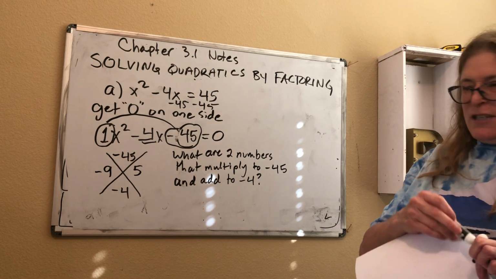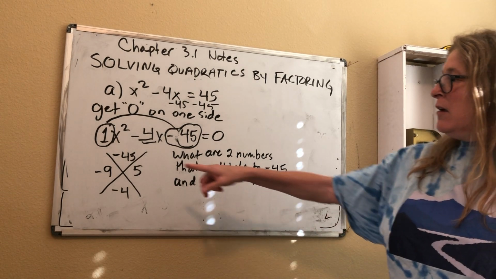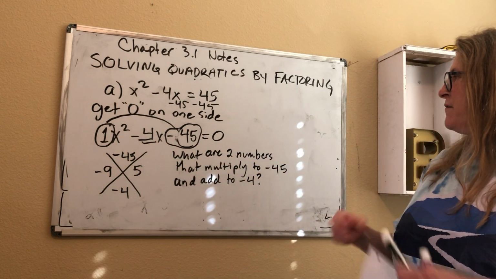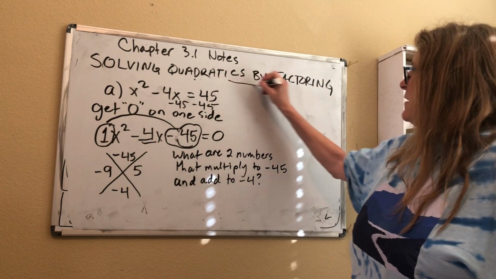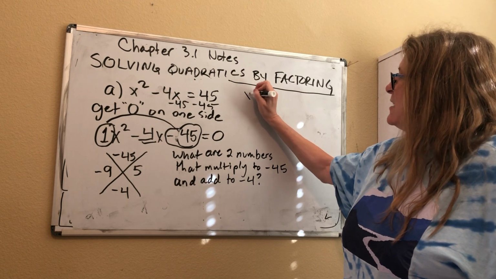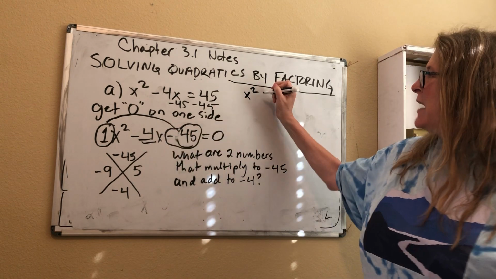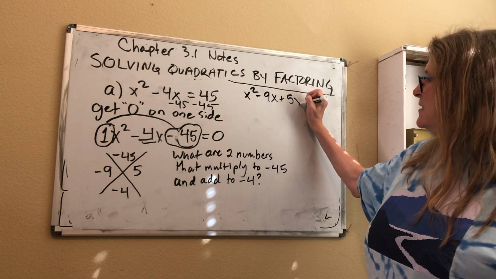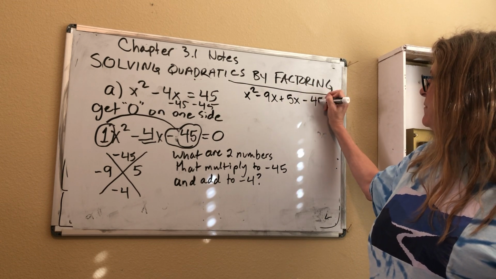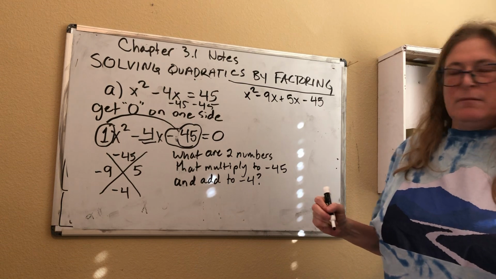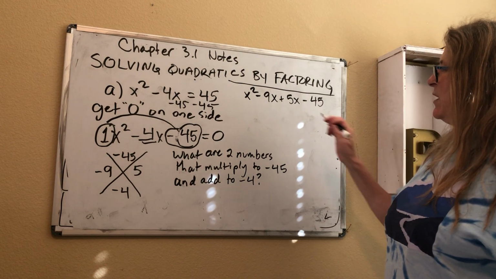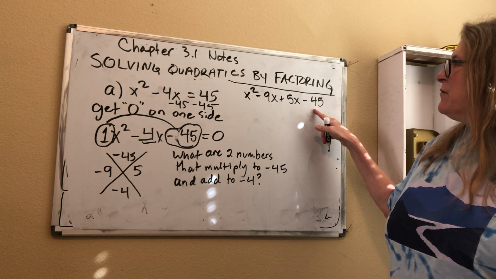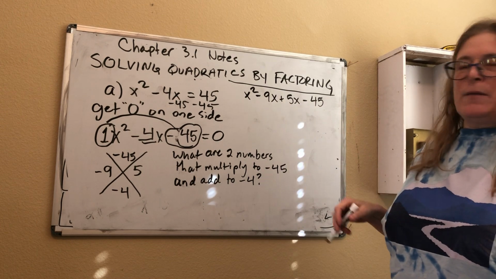Okay, so what can I do at this point? Well, I've now taken this negative 4 and split it into negative 9 and 5. So that's what I'm going to write up here. I'm going to say x squared, but instead of writing negative 4x, I'm going to write minus 9x plus 5x minus 45. Okay, notice that's still equal to x squared minus 4x minus 45. It's just I've split that negative 4 in the middle.